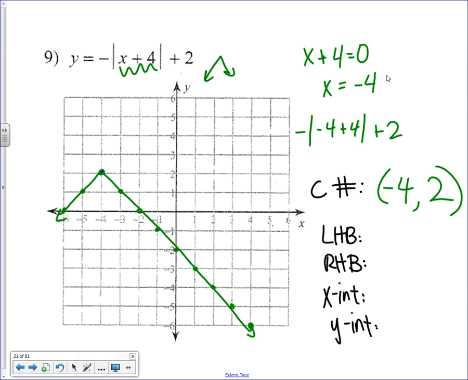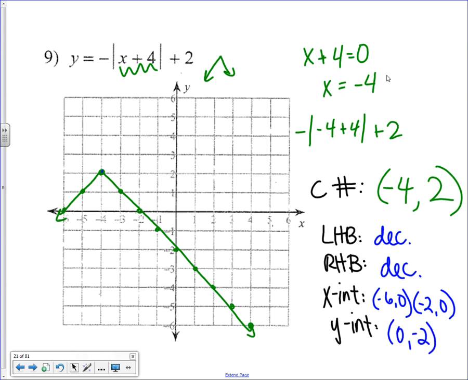Okay, how about left and right hand behaviors? Okay, how about my x-intercepts? You got it. Negative 6, 0 and negative 2, 0. And then how about the y-intercept? Awesome. Okay.